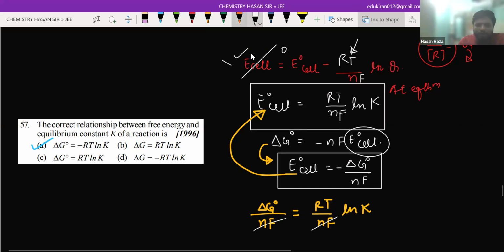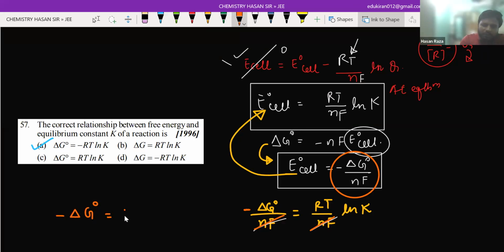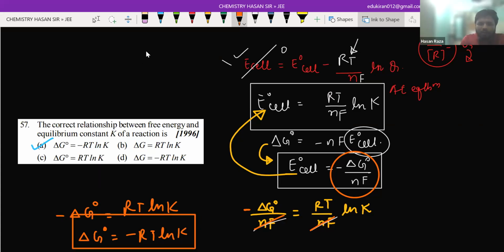Yes, sir. Now you can easily see that this NF and this NF both will be cancelled. And also I forgot to write this point. Delta G naught upon NF is negative. So this NF and this NF can be cancelled, and hence minus delta G naught will be equal to RT ln K, and hence delta G naught can be written as minus RT ln K, and hence our answer will be A. Please do write it. Very important.